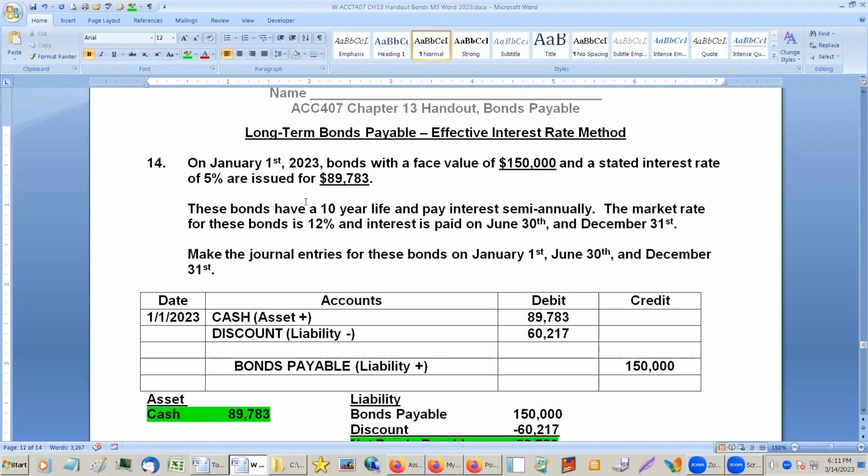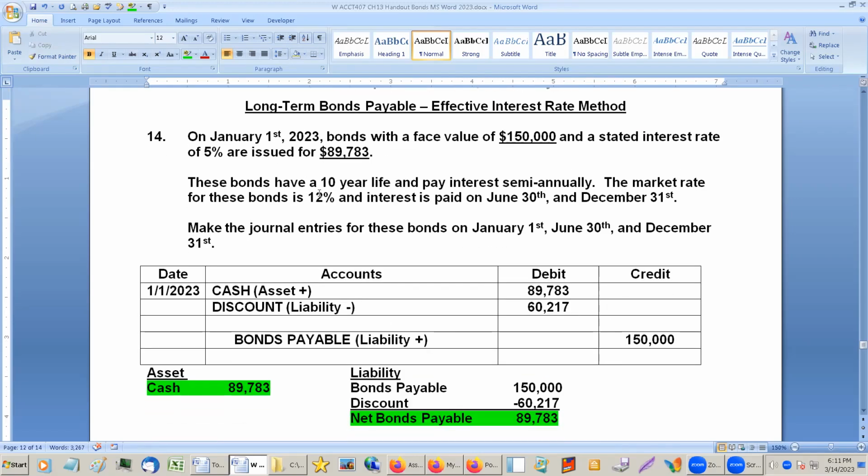Okay, so let's go on to the first interest payment. Now, the bonds, the cash payouts. Let me talk about this a little more. I don't think I talked about this like I should have last time. This first one here has a face value and a stated interest rate of 5%. 10-year bonds are issued semi-annually. This is what they call the indenture agreement.